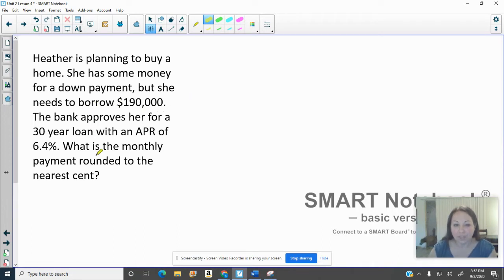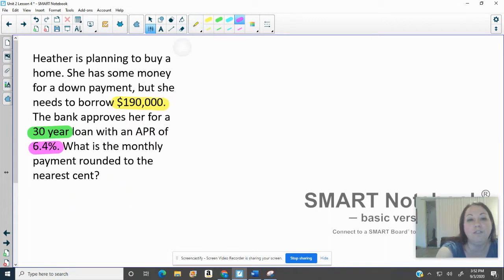So Heather is planning to buy a home. She has some money for a down payment, but she needs to borrow $190,000. You guys are definitely going to need to take note of the amount you're borrowing. That's going to be your principal. The bank approves her for a 30-year loan. You need to know how many years the loan is going to be. And they give her an APR, an annual percentage rate of 6.4%. We need to figure out the monthly payment rounded to the nearest cent.